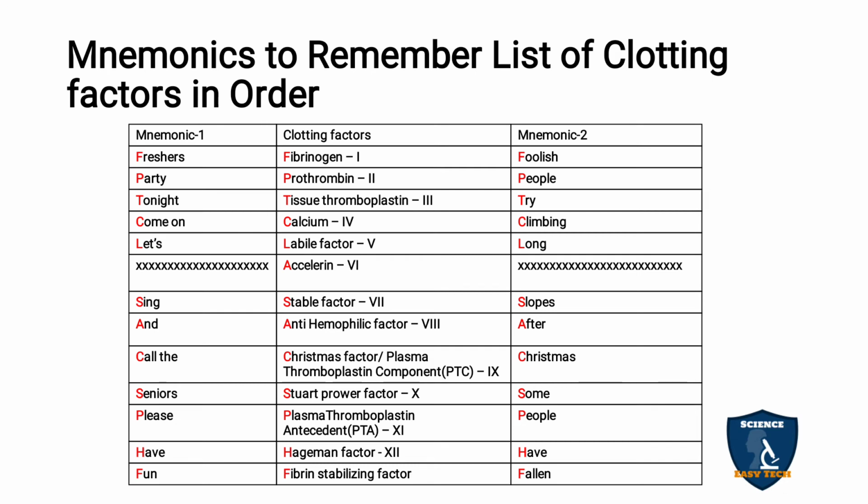Now let's see two interesting mnemonics in order to remember the clotting factors in order. The first mnemonic is very interesting because many of us in our college days have had a freshers party. A freshers party means it is full of fun, singing and dancing and so on. So this first mnemonic is very special to me. It takes me back to my college life. Let's see the first mnemonic.